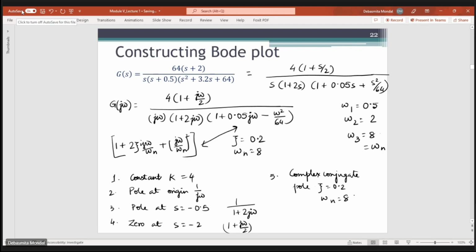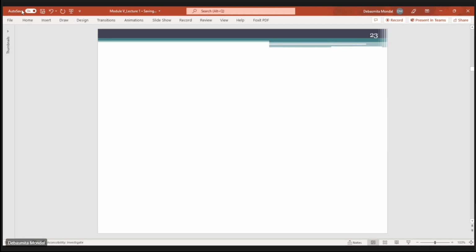So what we'll do is that, for the first factor, let's say 4 by j omega, for this factor there is no corner frequency, and the asymptotic plot will be a straight line with a slope of minus 20 dB per decade. The slope of minus 20 dB per decade is because of this 1 by j omega term, and this straight line should pass through the point.